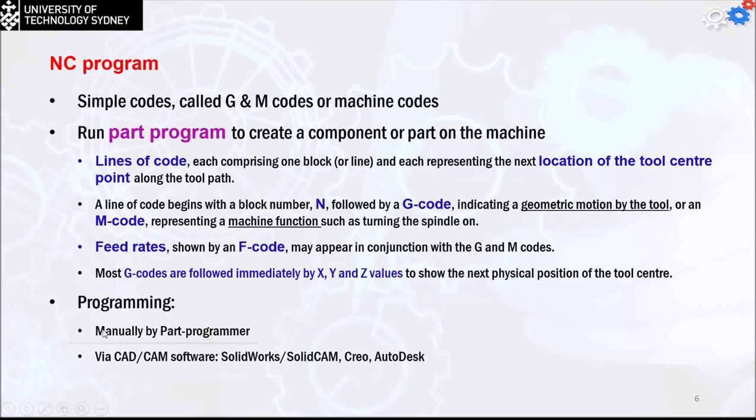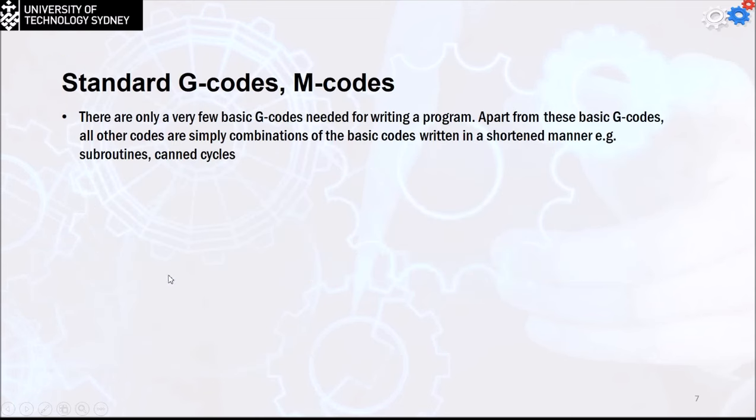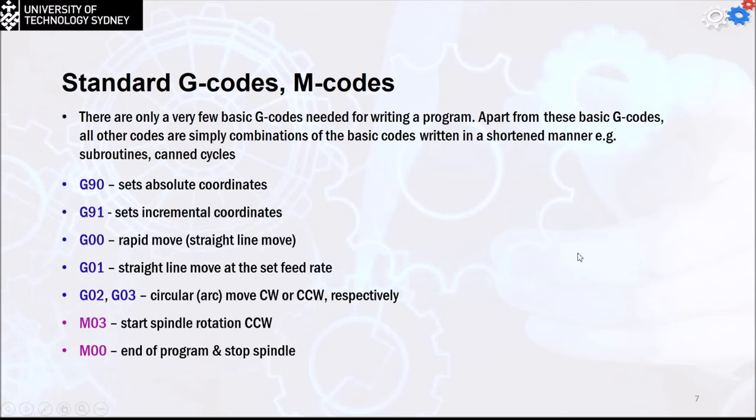The programming can be done manually by the part programmer, who is going to be you in this assignment, or we can do it via CAD/CAM software like SolidWorks, SolidCAM, Creo, or Autodesk. And that's what we are going to learn next week. The standard G codes and M codes are the main things we are going to use.